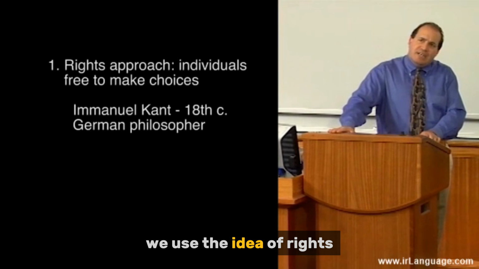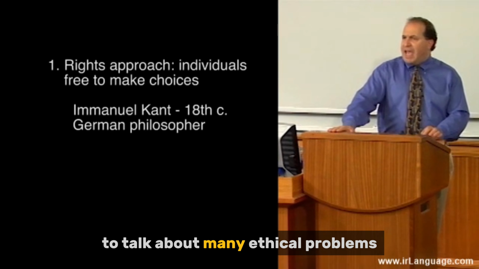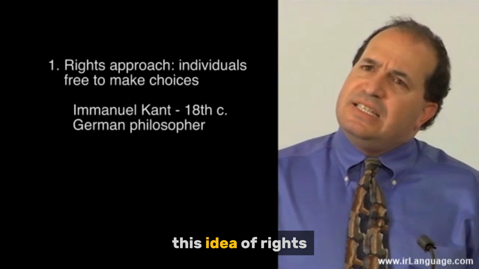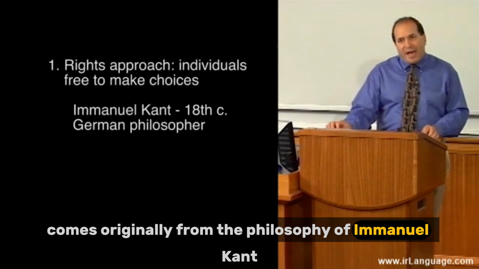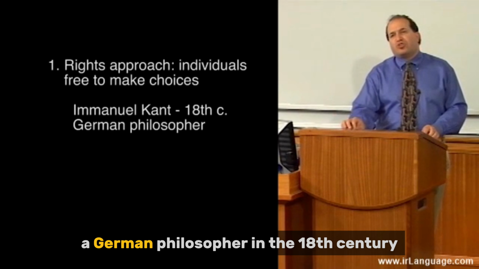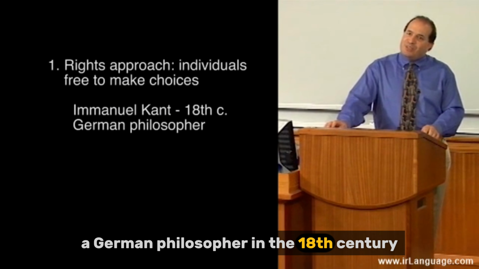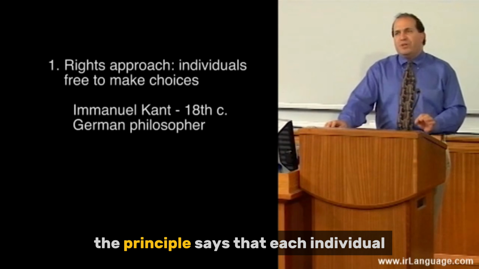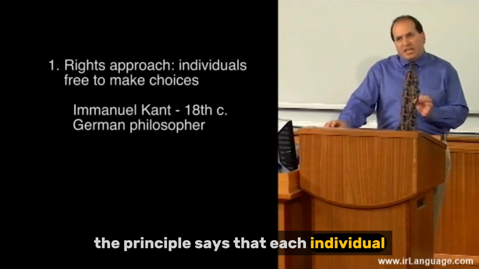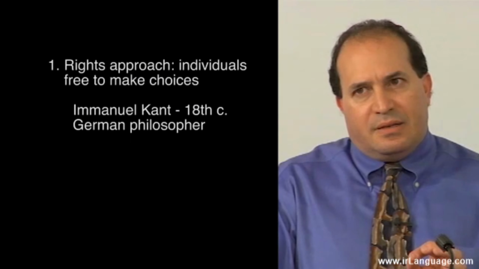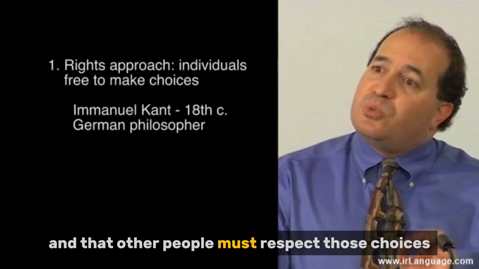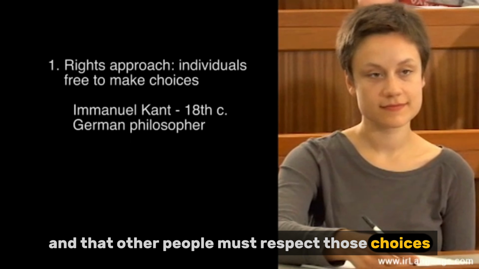We use the idea of rights to talk about many ethical problems. This idea of rights comes originally from the philosophy of Immanuel Kant, a German philosopher in the 18th century. The principle says that each individual has the freedom to make choices, and that other people must respect those choices.